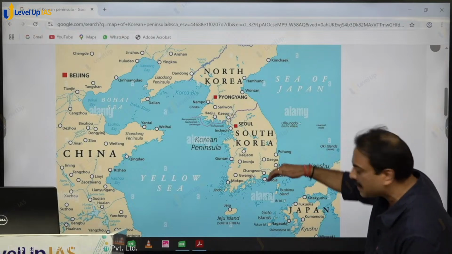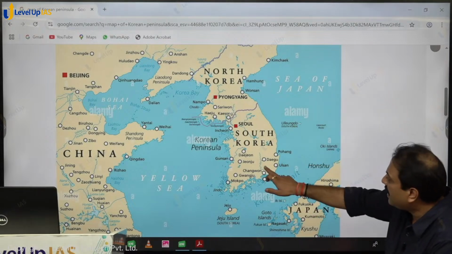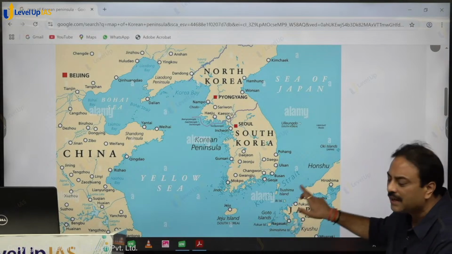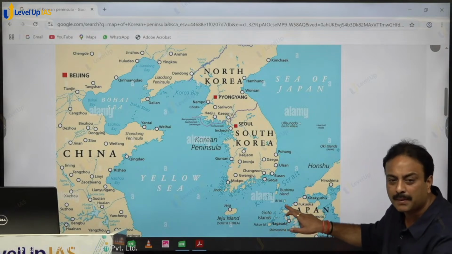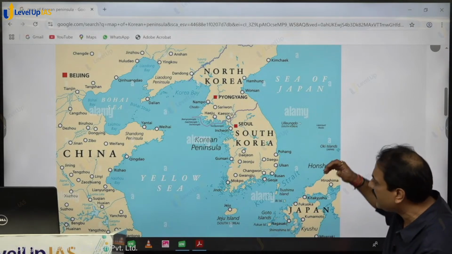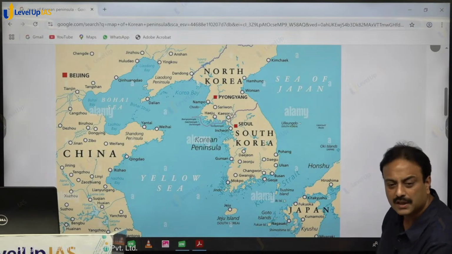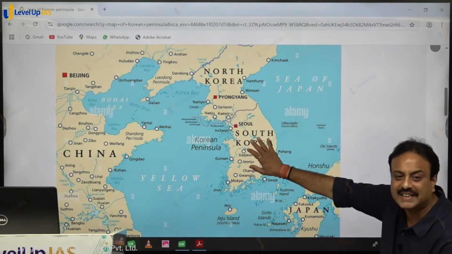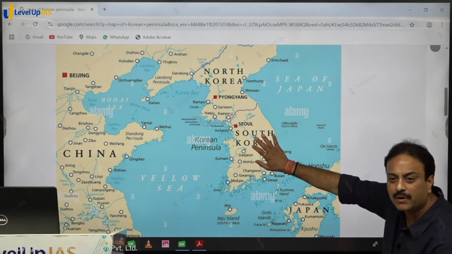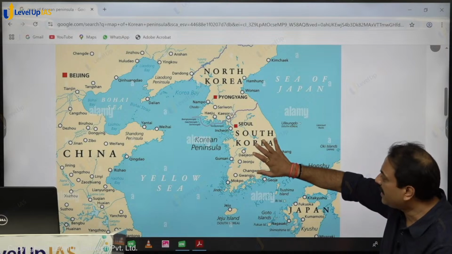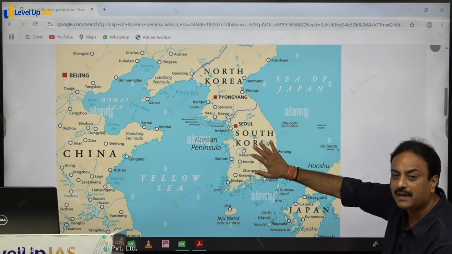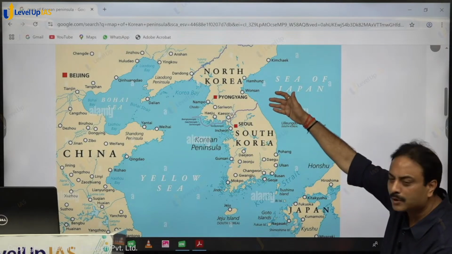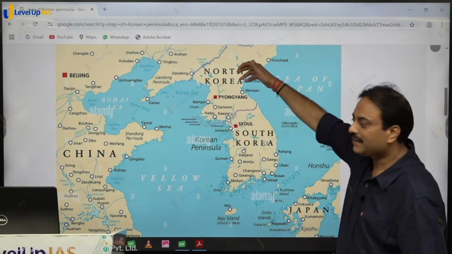It is separated from Japan. This is Japan, and here it is Korea. The strait is Korea Strait. It is not La Perouse Strait. It is Korea Strait. It separates South Korea from this particular region. Getting that? The capital Seoul. Political crisis going on in South Korea. So it had remained in dispute, remained in news. And North Korea is always in the news.